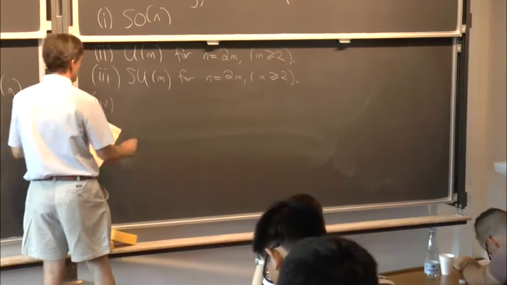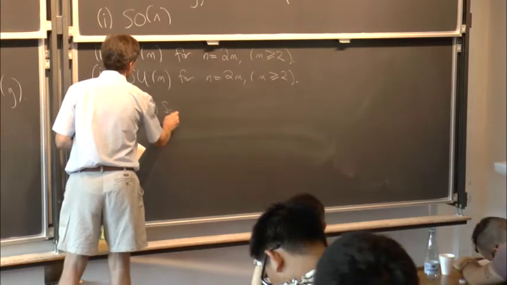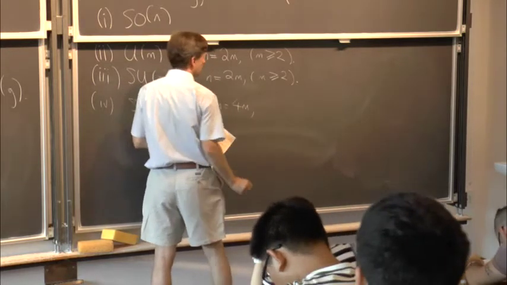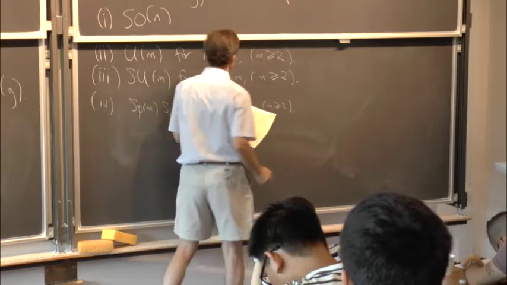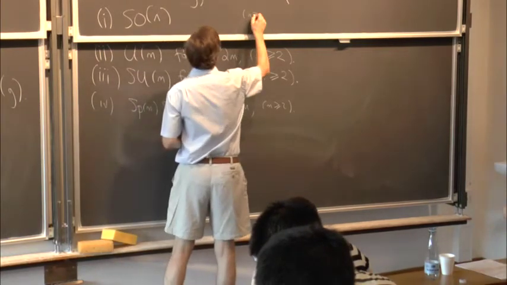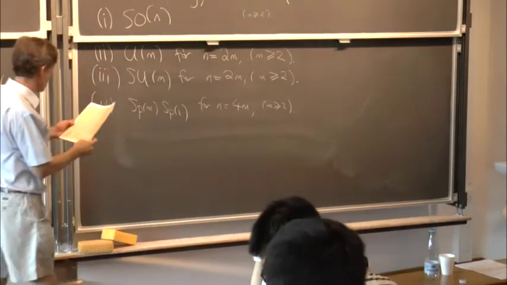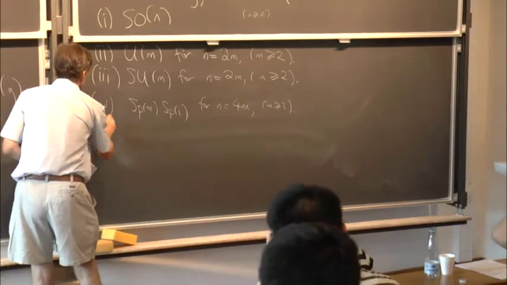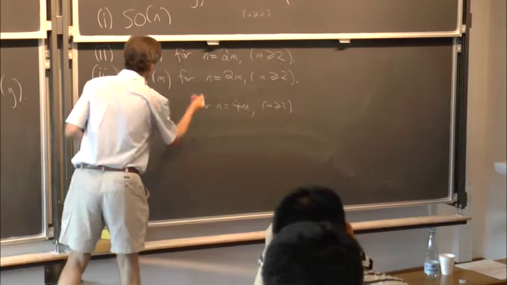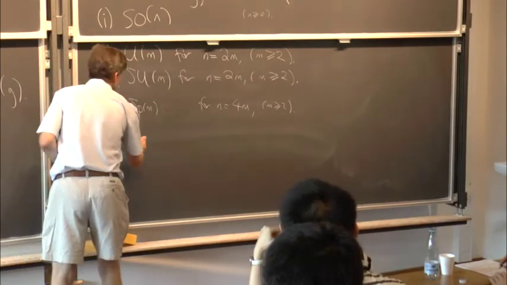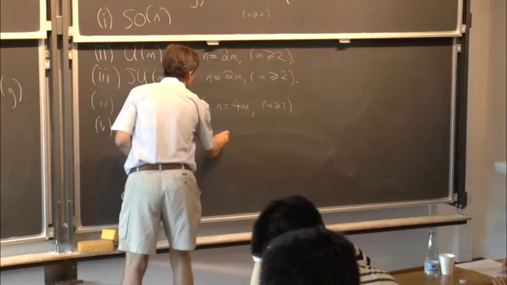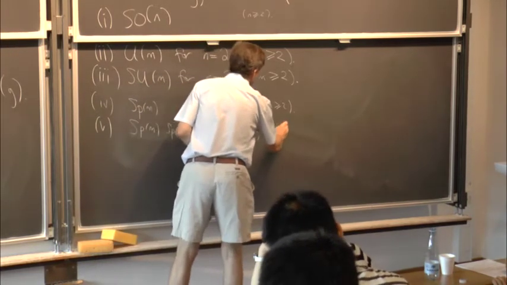Fourthly, Sp(m)Sp(1), now for n is 4m, and again m is at least 2. Actually, even here we can have n at least 2. Fifthly, what have I done? Sorry. My fourth one is Sp(m). My fifth is Sp(m)Sp(1) for n is 4m, and again m is at least 2.